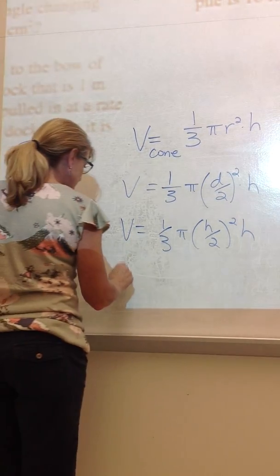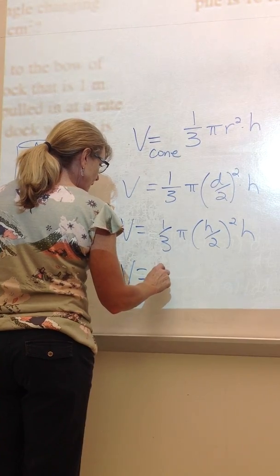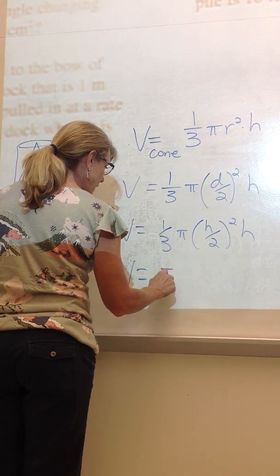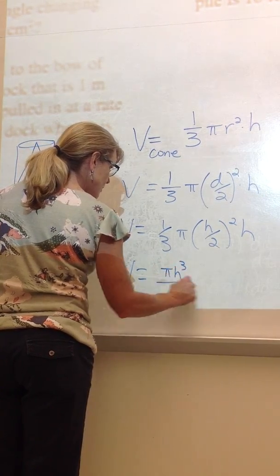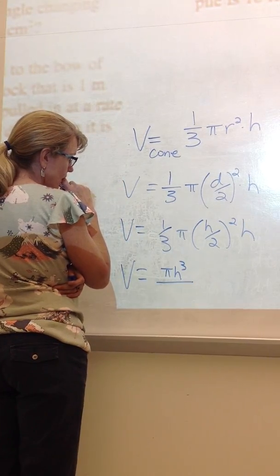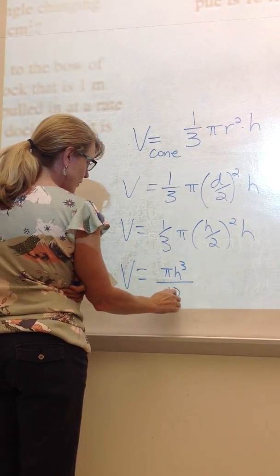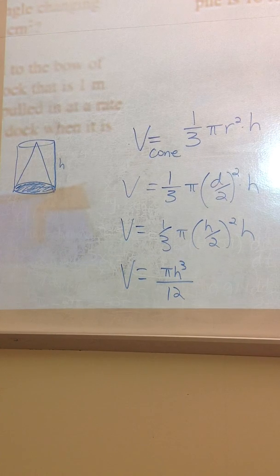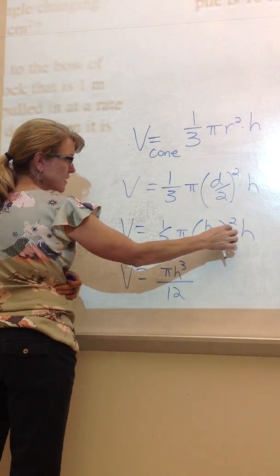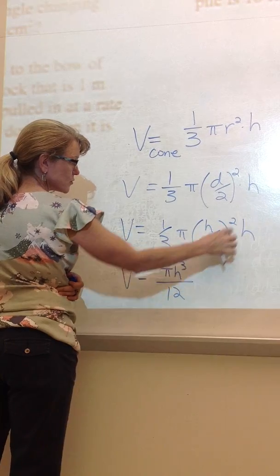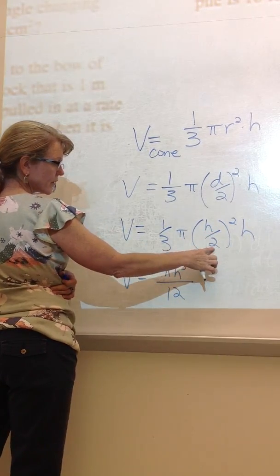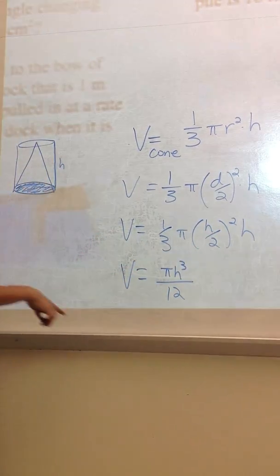Simplifying that up, I get pi h cubed over 12. Right? h squared times h is where I got the h cubed. Pi is in the numerator, but the 2 is being squared, so 2 squared is 4, and 4 times 3 is where I got 12.